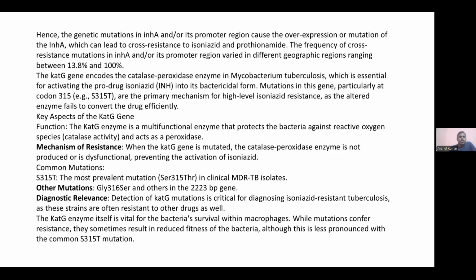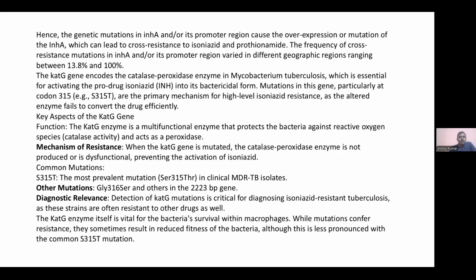Other mutations are Gly316Ser and others in the 2223 base pair gene. Diagnostic relevance is that detection of katG mutations is critical for diagnosing isoniazid resistant tuberculosis, as these strains are often resistant to other drugs as well. The katG enzyme itself is vital for the bacteria's survival within the macrophages. While mutations confer resistance, this sometimes results in reduced fitness of the bacteria, although this is less pronounced with the common S315T mutation.